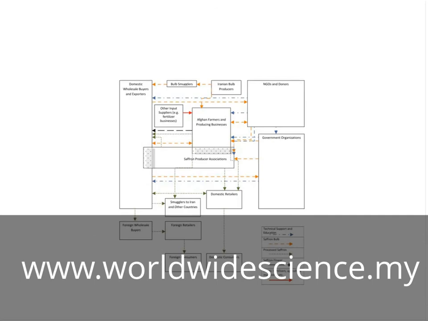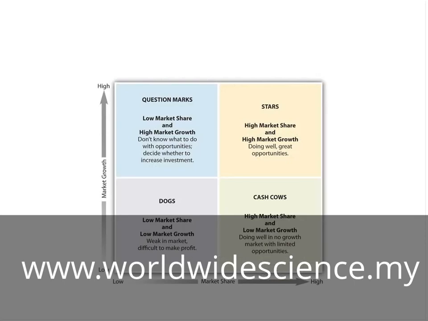This one is also about something in Afghanistan, about saffron. I think the value chain about saffron producer associations, NGOs and so on. I will explain this later because you are approaching Azan.